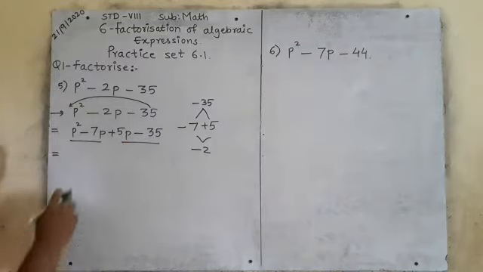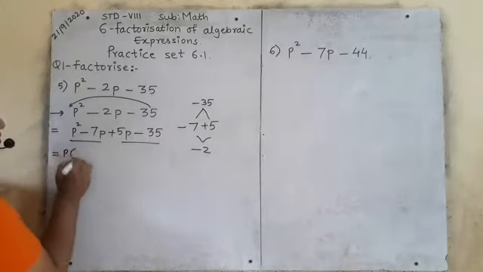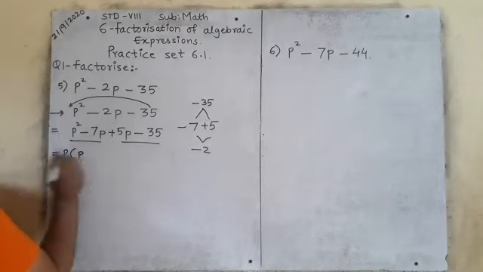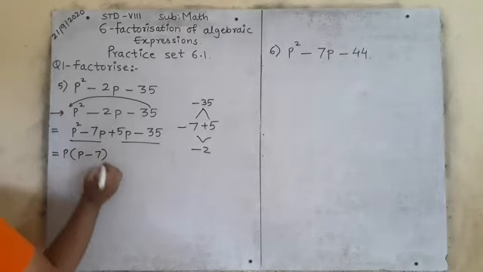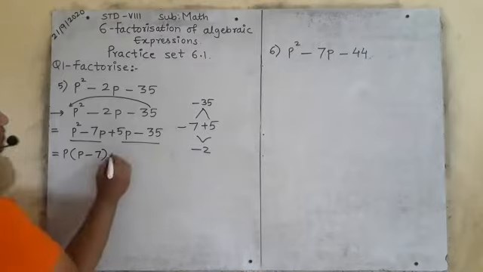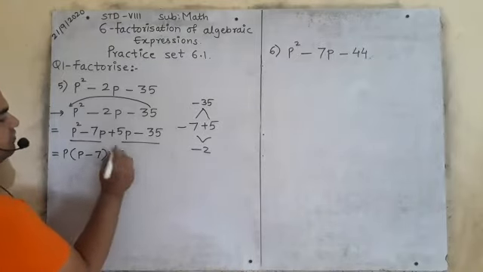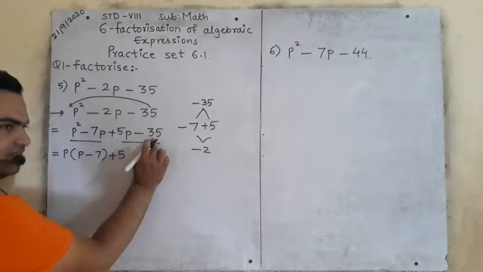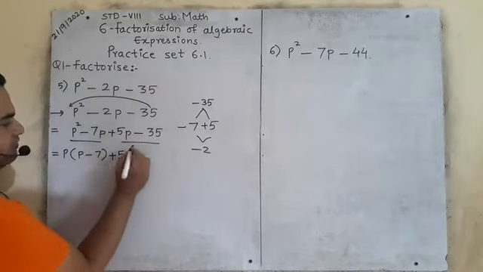What is common here? P. P is the common. What is left from here? 1p left. Sign minus, 7 is left. Is it clear? Now plus 5 is common. In the 5 times table, 35 comes. 5 sevens are 35. Therefore plus 5 will be common.